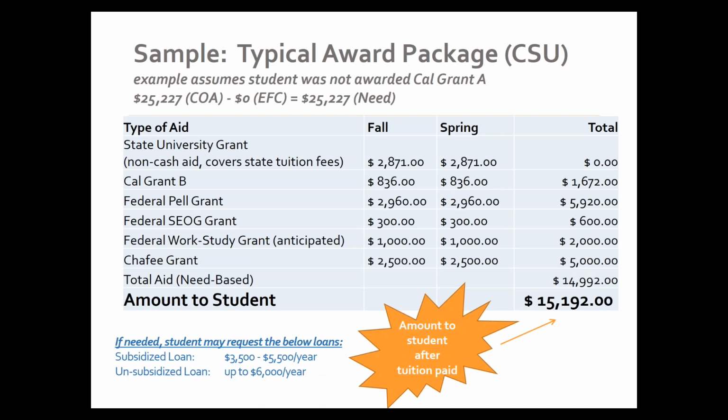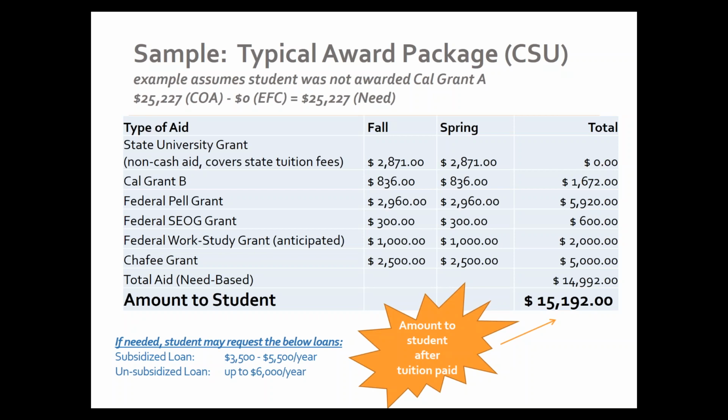So this is a typical award package for the CSU student. Again, you have the cost of attendance, which is 25,227, and their EFC, which is their estimated family contribution. So there's a zero. The lower that number, the better package they will have. So they have a total need of their cost of attendance, which is 25,227.